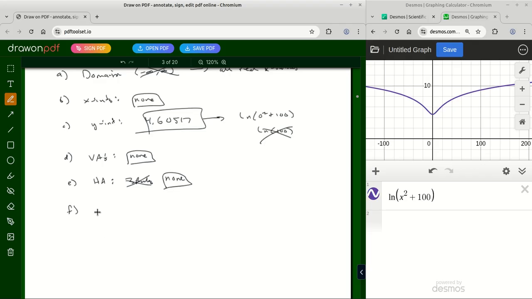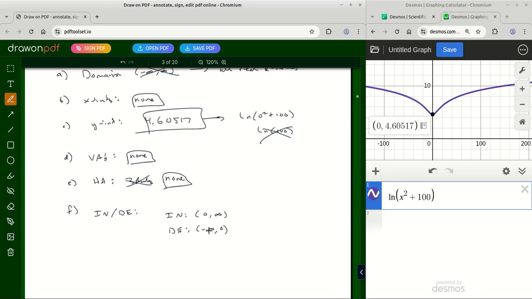Part F. We're looking for intervals of increasing or decreasing. Look at your graph. See how it's going down? And then it's going up. Where is it switching? Oh, yeah, at x equals 0. So here we go. Increasing will be from 0 to infinity. Decreasing from negative infinity all the way to 0. There it is. We got it without doing any math.